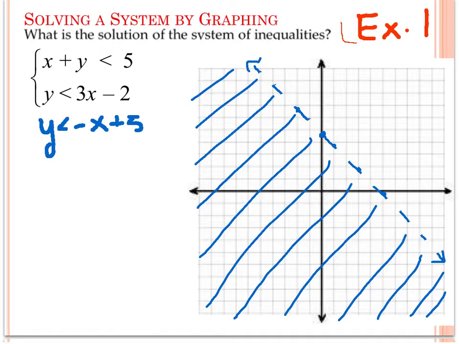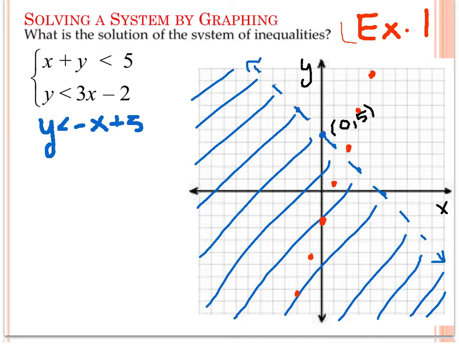Alright, so I'm going to go ahead and label some points. That's my y-intercept, 0, 5. Okay. So graphing the next one, I'm going to use a different color. Obviously, you don't have to. So y is less than 3x minus 2. So I'm going to go down to negative 2. That is going to be my y-intercept. Okay. Slope of 3, so up 3, 1, 2, 3 over 1. Up 3 over 1. Down 3, left 1, down 3, left 1.